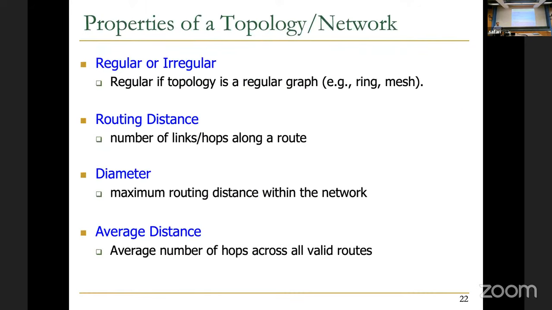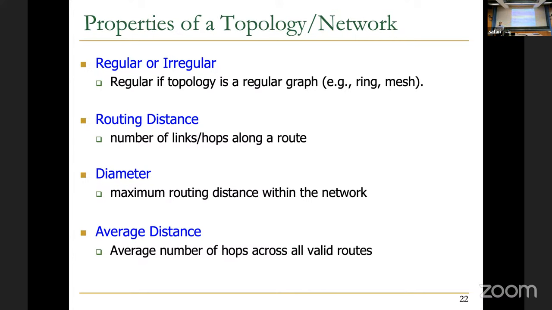Okay, now let's take a look at some terminology related to topology, because we want to focus more on topology now. Another way to categorize different topologies is as regular or irregular. Essentially, a regular topology is one that has a regular graph, like a ring or mesh or torus, which we're going to see. But there are some topologies where, when you look at the graph, it is not that regular. It's important to distinguish between them, because regular networks are usually easier to build, since it's just repeating a pattern, and coming up with the routing algorithm for them is also easier.